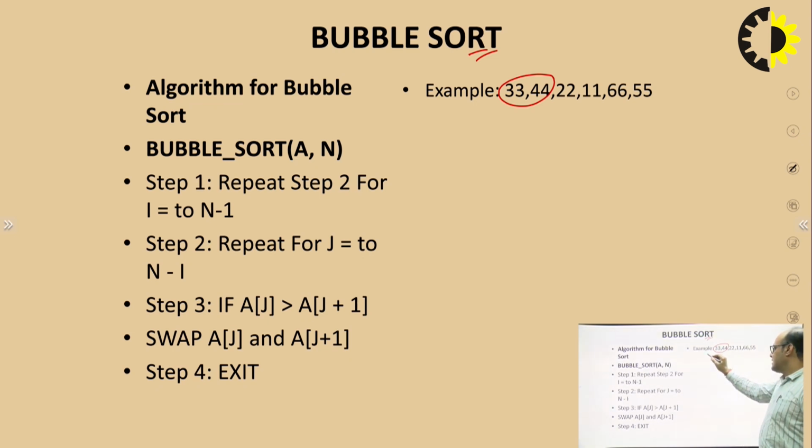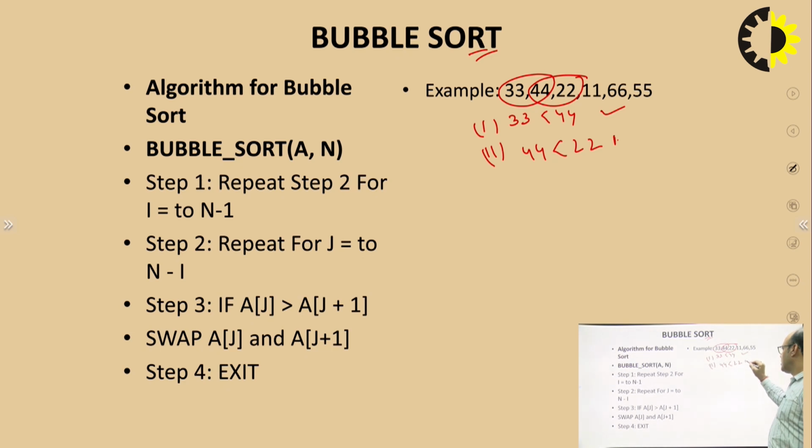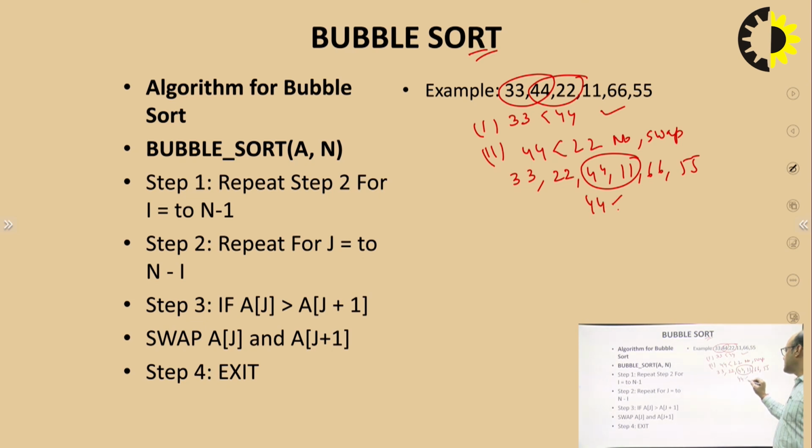While comparing, 33 will be compared with 44. Is 33 less than 44? Yes, no problem. Then again the bubble will proceed upwards. 44 will be compared with 22. Is 44 less than 22? No. Then we will swap, or interchange, the elements. Then the list will become 33, 22, 44, 11, 66, 55. Then the bubble will proceed upwards. 44 and 11, we will again compare. Is 44 less than 11? No. Then again the list will change. They will swap with each other: 11, 44, 66, 55. This is the third.